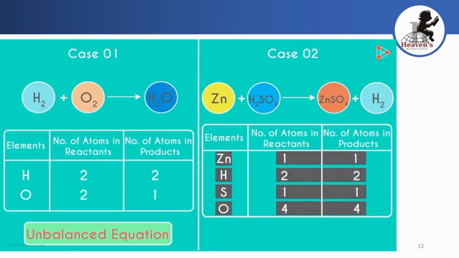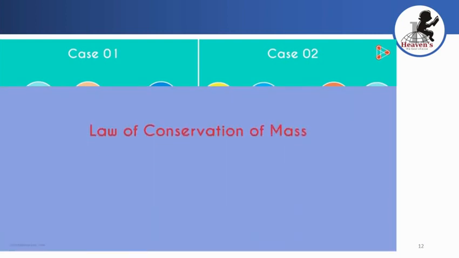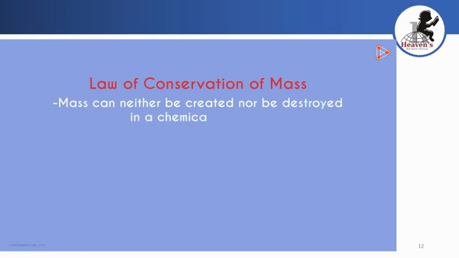So in the second case, the number of atoms on the reactant side is equal to the number of atoms on the product side. So here, on both sides the number of atoms are equal, then it is called a balanced chemical equation. A balanced chemical equation is also called a stoichiometric equation. If we are to balance an unbalanced chemical equation, we have to follow the law of conservation of mass.